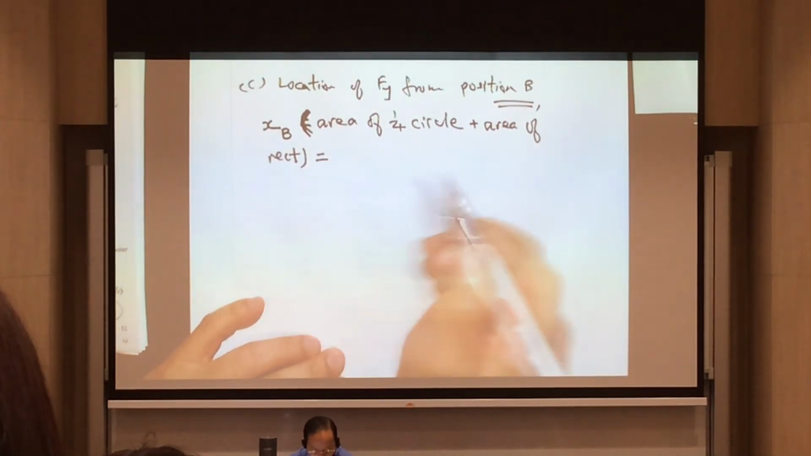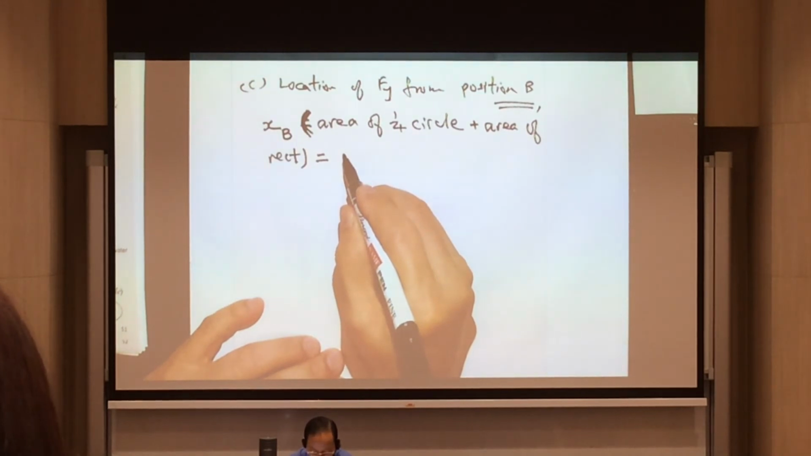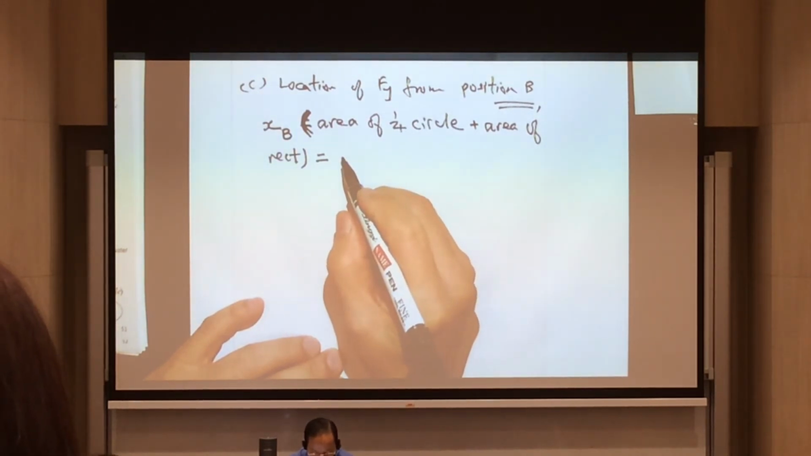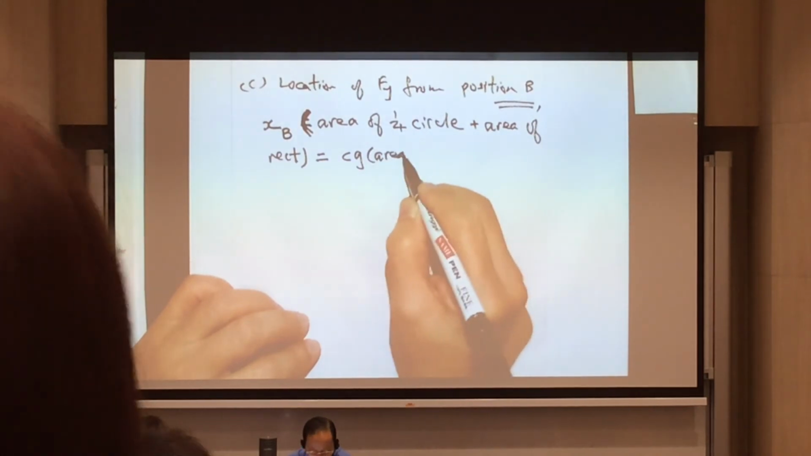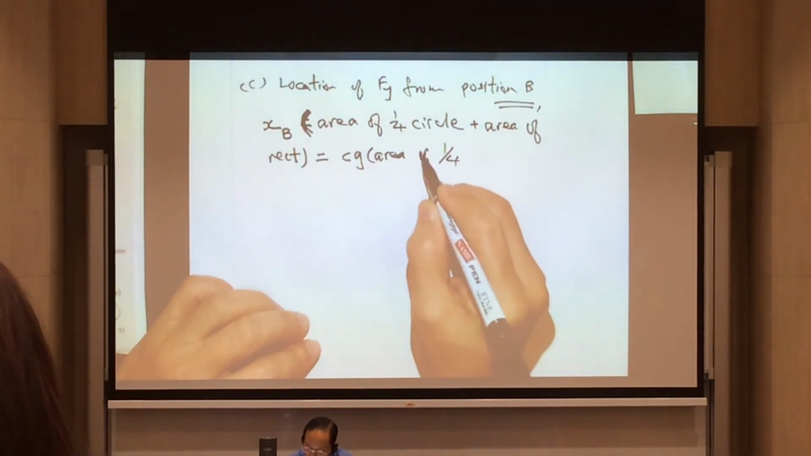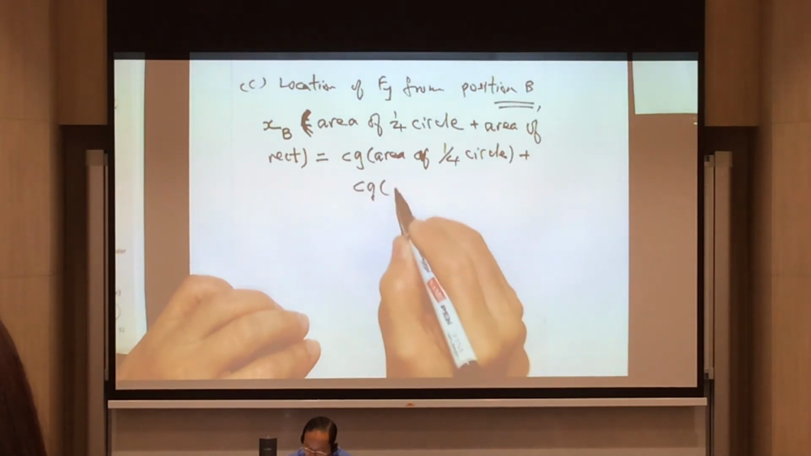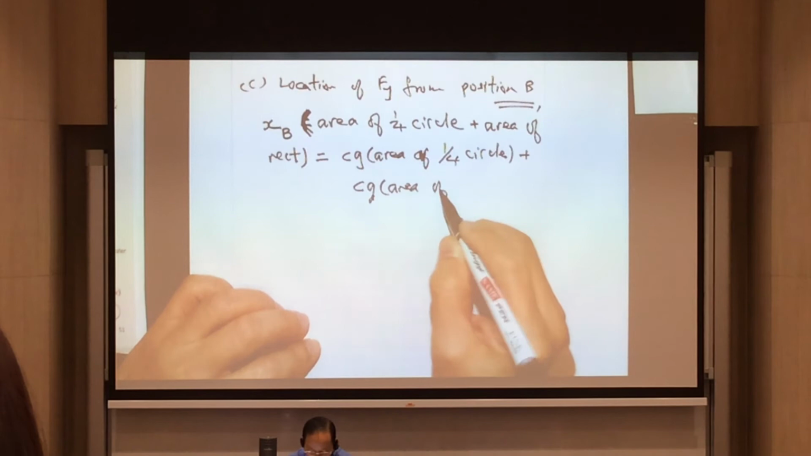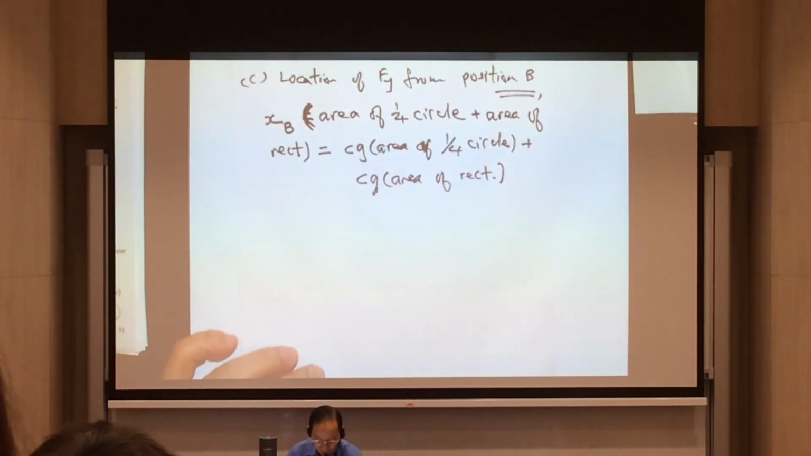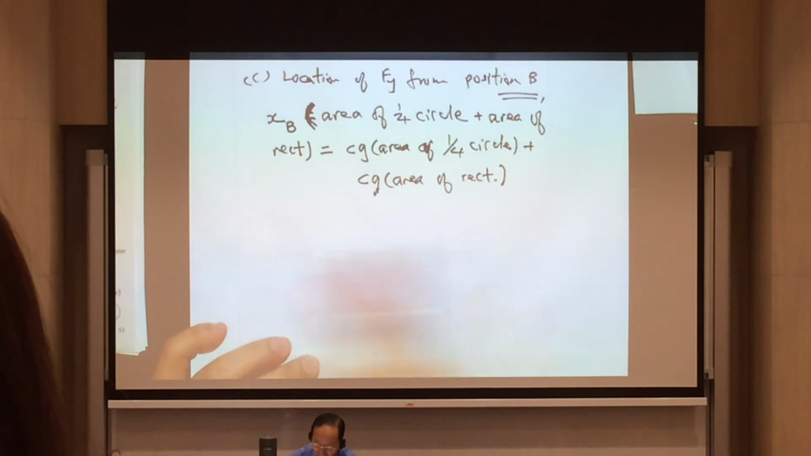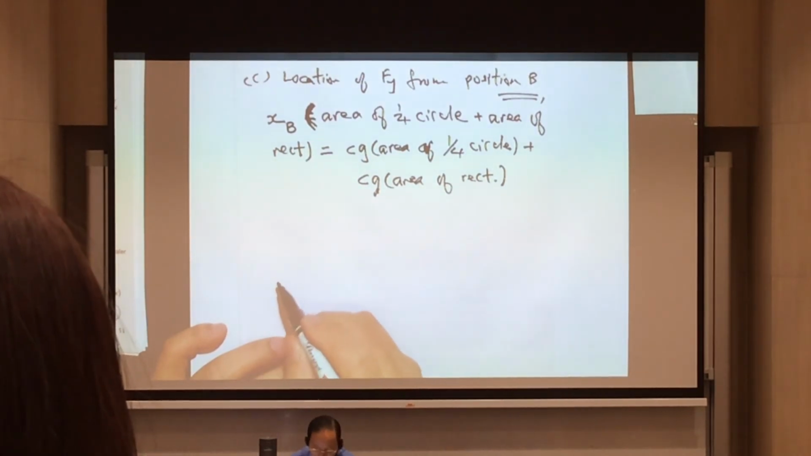And when I put the equation here, this will be equal to the center of gravity of the area of a quarter circle plus the center of gravity of the area of the rectangle. I put it in words first so that it's easier to understand what the symbols are. So we have XB here.